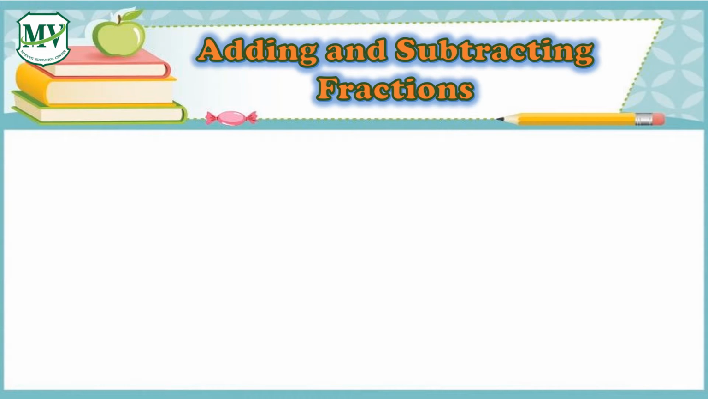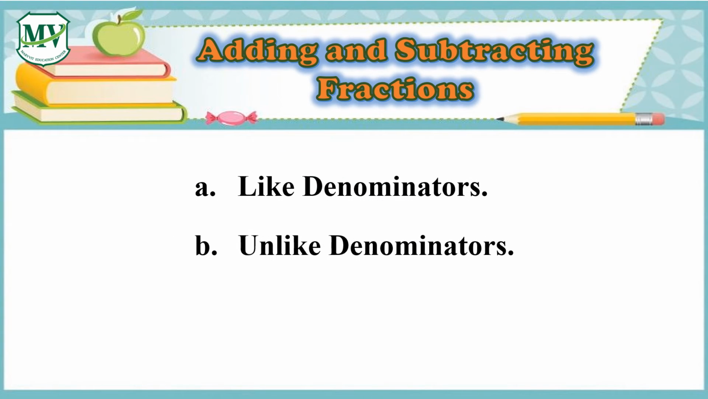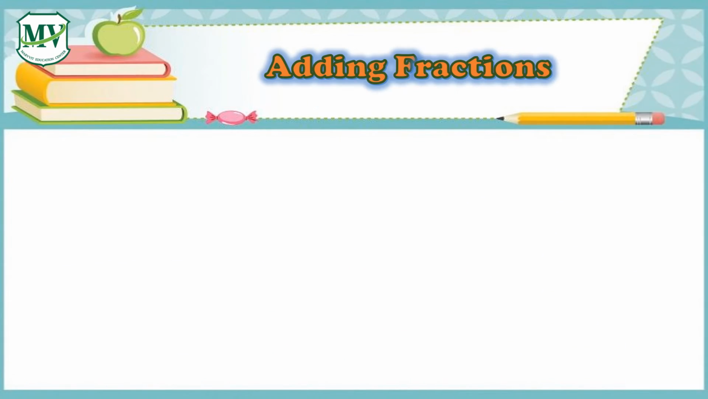We add or subtract fractions with like denominators and unlike denominators. Let's start discussing how to add or subtract fractions with like denominators. Let's say we have 5 over 9 plus 1 over 9. How can we add these two fractions?